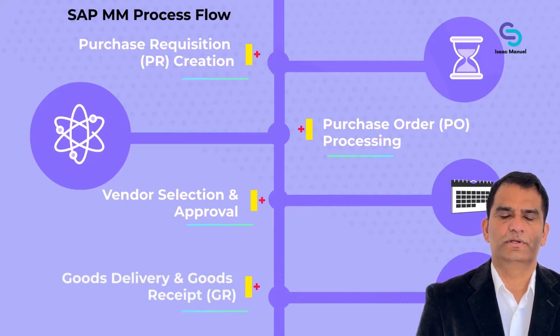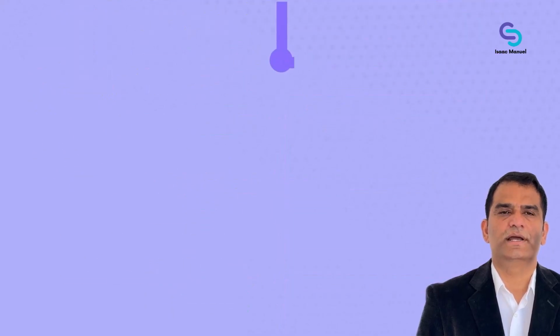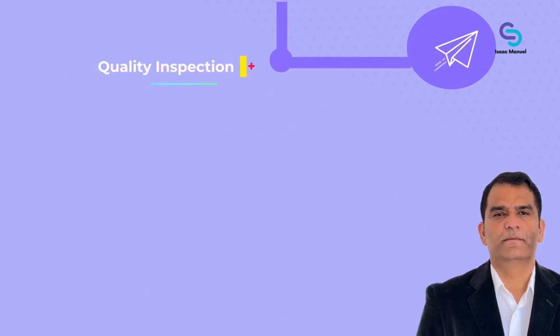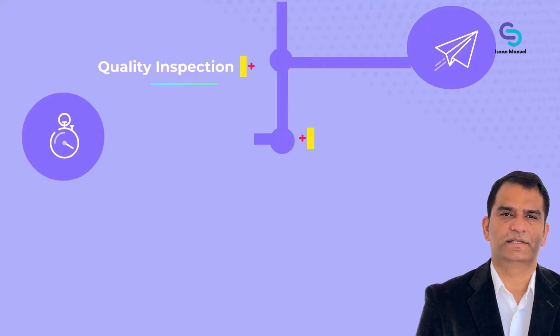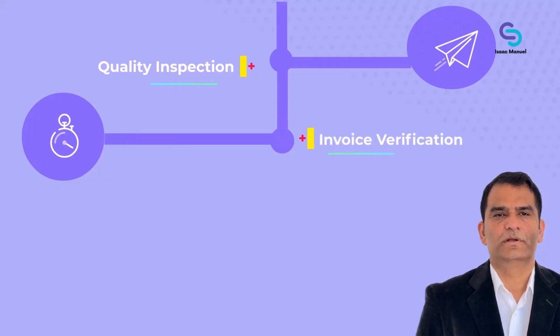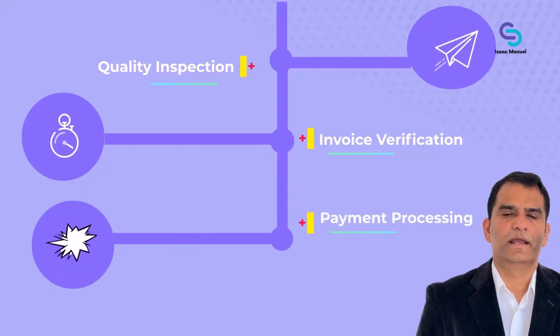Once the vendor is chosen and the order is confirmed, the supplier delivers the requested goods. Upon delivery, SAP promptly records a goods receipt. Following receipt, a quality inspection is conducted to ensure the delivered materials meet specific quality standards. If everything passes inspection, the vendor's invoice is checked against both the original purchase order and the goods receipt, ensuring accuracy. After successful verification, invoices are approved and payments are processed and sent to the vendors.